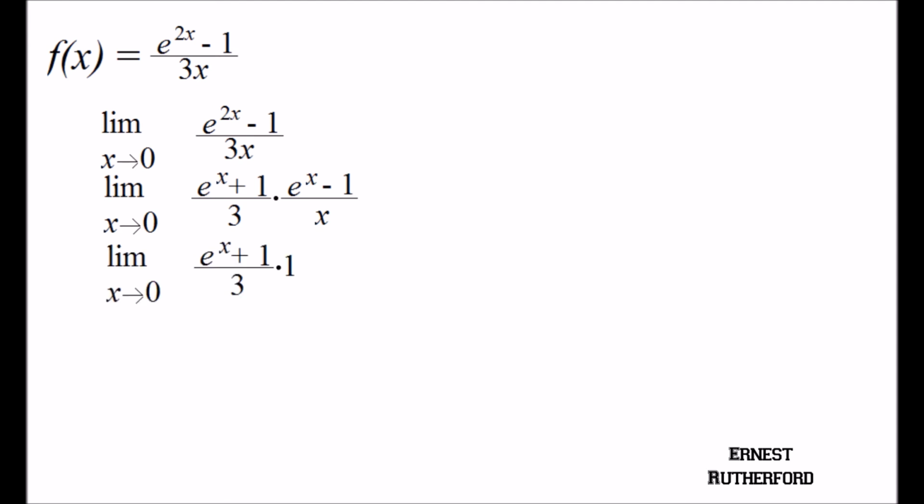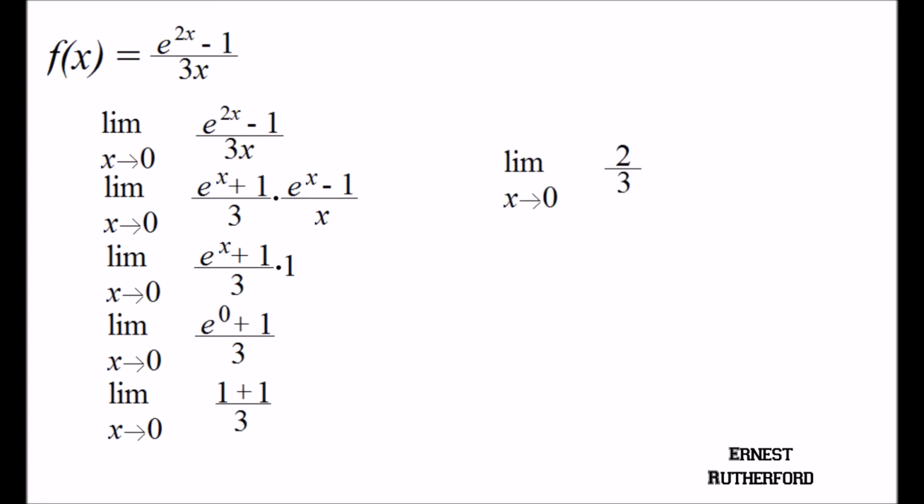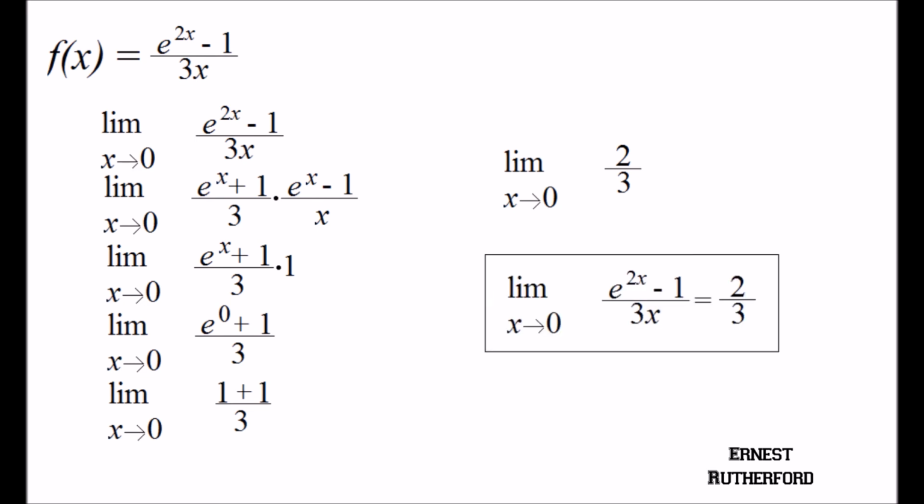Then we have an identity earlier as discussed by Tyrone. E raised to x minus 1 over x is equal to 1. So we just multiply the function to that. So we have e raised to x plus 1. Substitute 0 on the function to get the limit. Then 1 plus 1 is equal to 2 over 3. The answer is 2 over 3. So the limit of the function is 2 over 3 or 2/3.